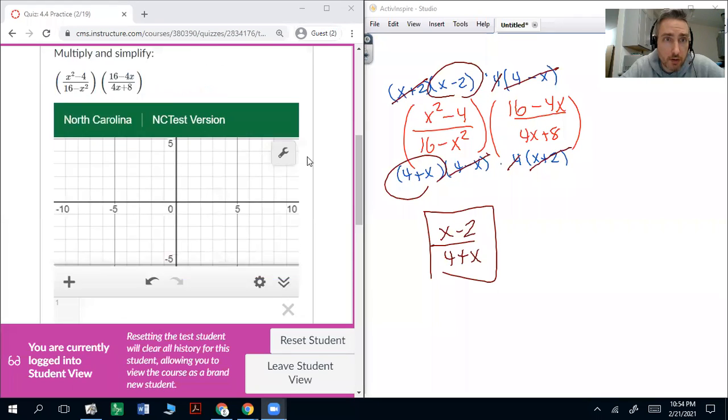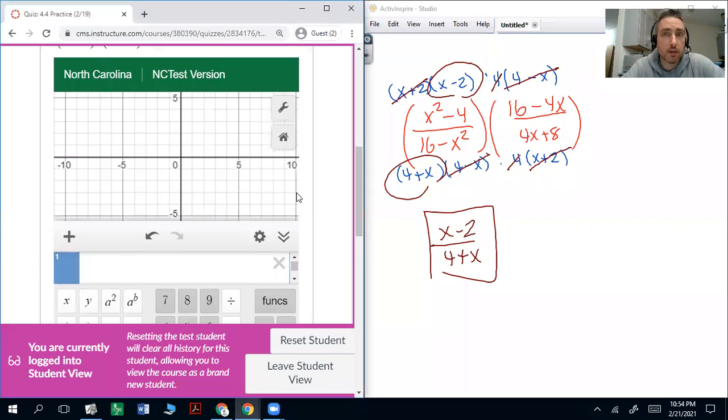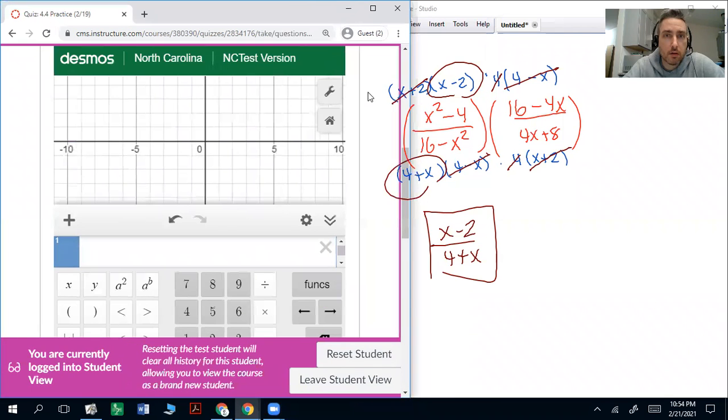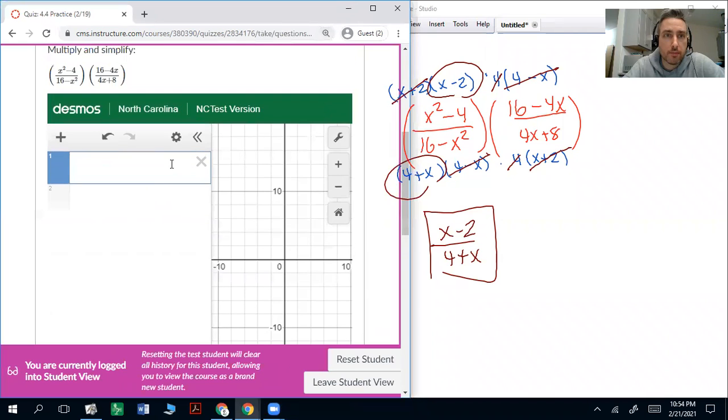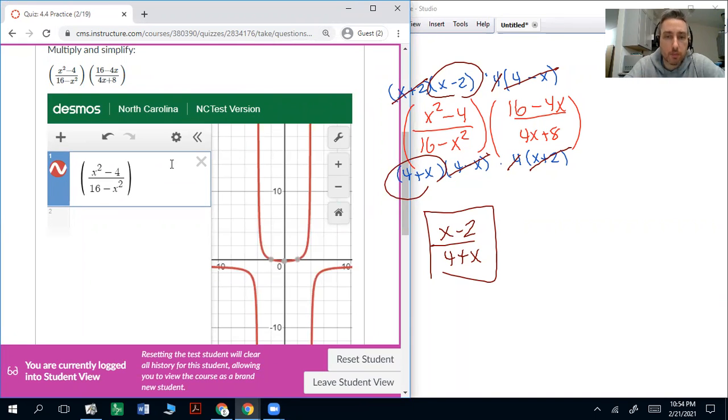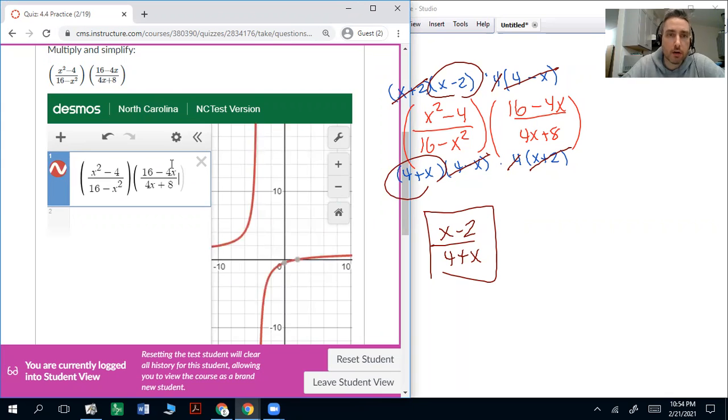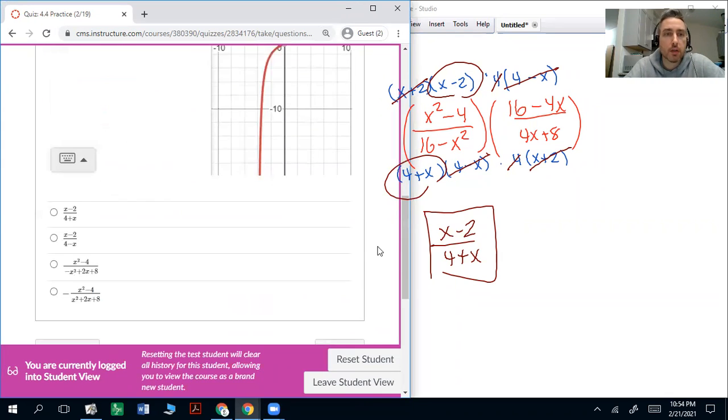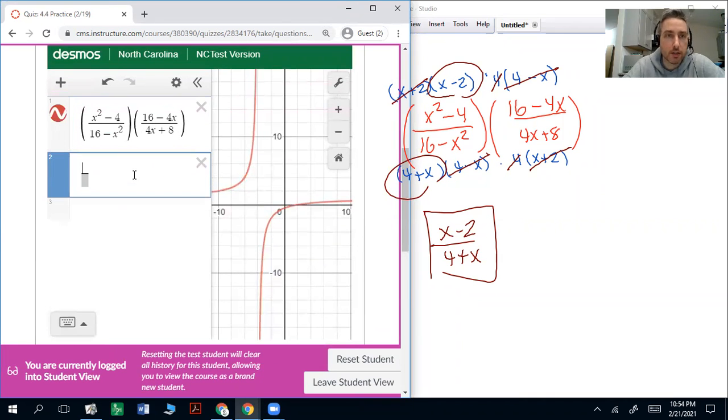All right, for those of you who wanted to use Desmos, I've got to get this bigger. There we go. So parentheses, fraction, x squared minus 4 over 16 minus x squared, right arrow, close. Parentheses, fraction, 16 minus 4x, down, 4x plus 8, right arrow, close it up. Original expression. Answer choices: x minus 2 over 4 plus x. Fraction, x minus 2, 4 plus x. Boom, that's your answer. Right there, it overlaps. We got our choice.